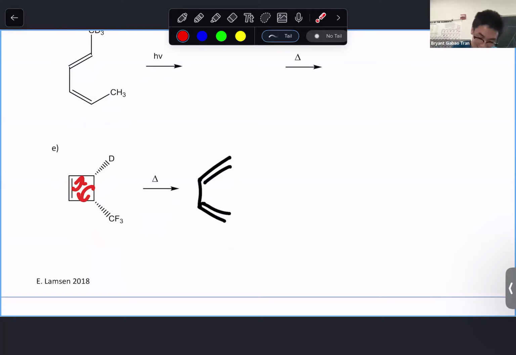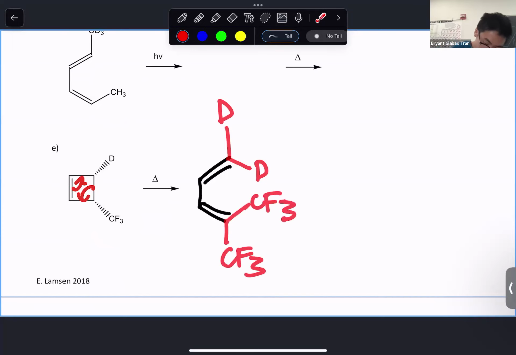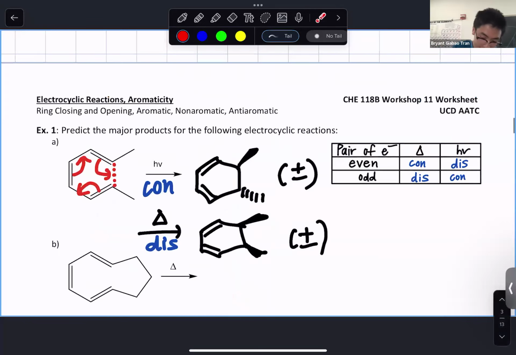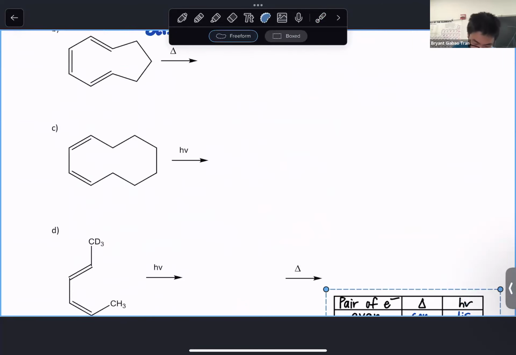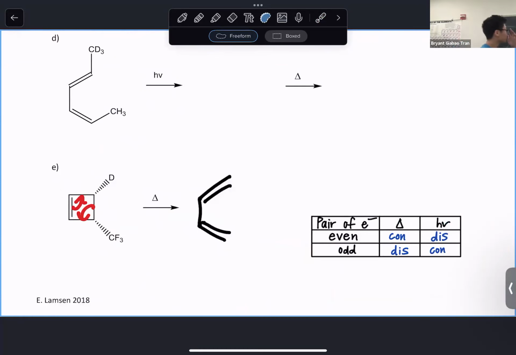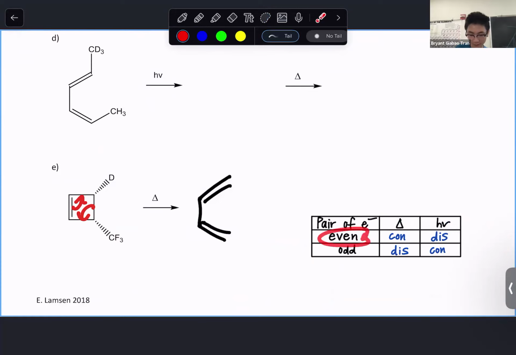Oh, there you go. Okay, so the deuterium can either be an out group or an in group. The CF3 group could either be an out group or an in group. We don't know. To figure that out, we use this table right here, where we're going to rotate either conrotatory or disrotatory. So how many pairs of electrons are participating in this reaction here? Two pairs, right? Where two is an even pair. So we look at that column right there, right? And then we are under heat. So this is conrotatory. If we are ring opening, we start our thumbs up or down.